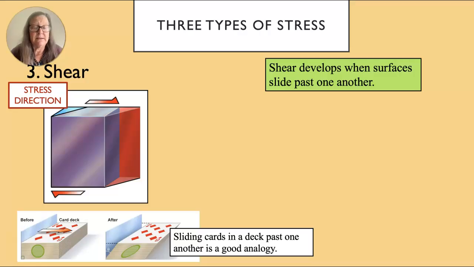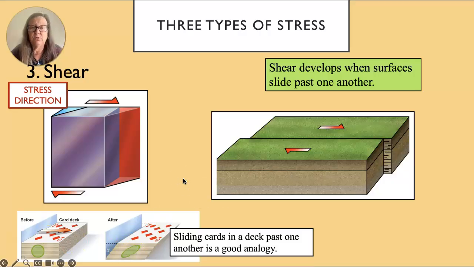One way to think about this is thinking about a deck of cards, right? If you have a deck of cards and down here there's a circle drawn on them, and then you kind of slide all the cards so that they're at an angle as shown here, that is shear stress. You held one side and you pushed the other side, and that circle has turned into an oval.